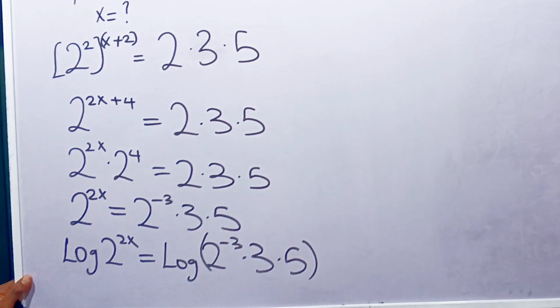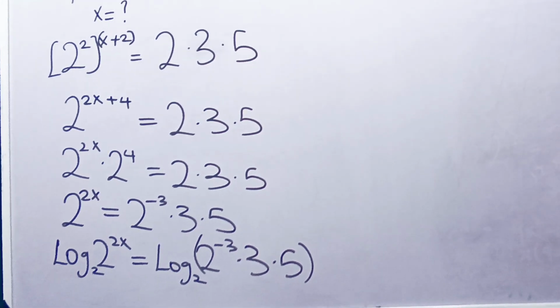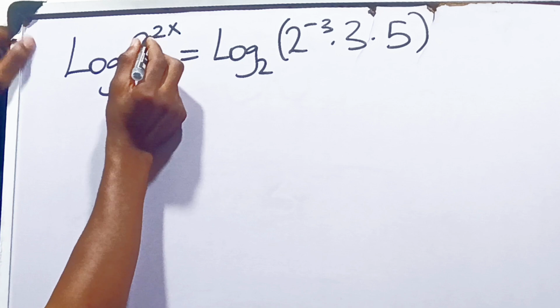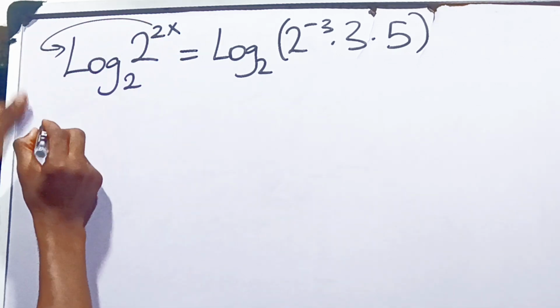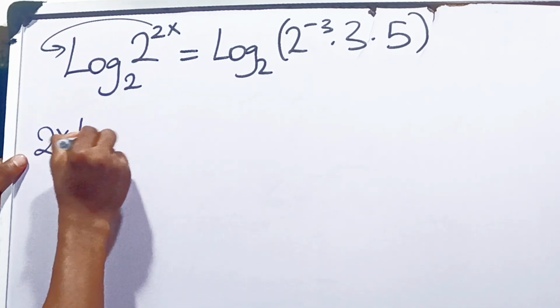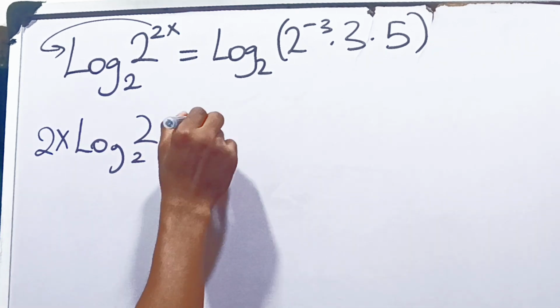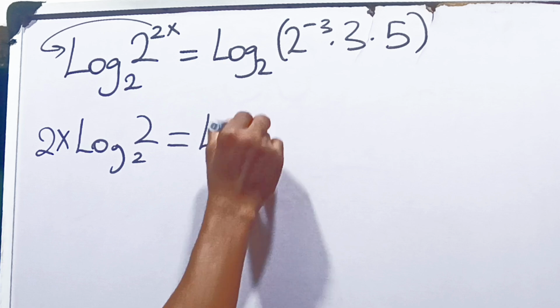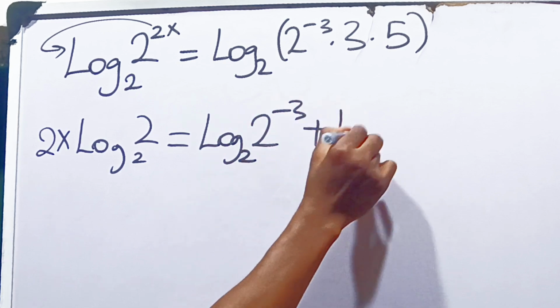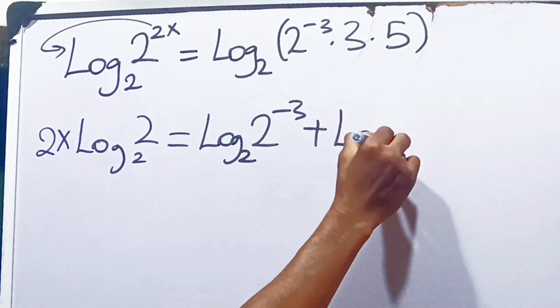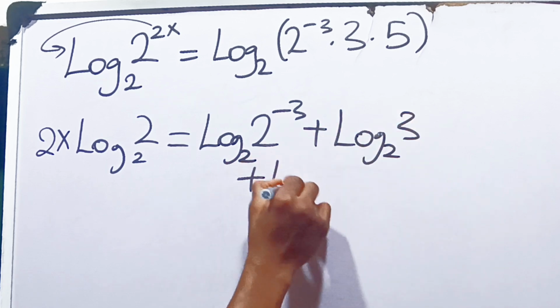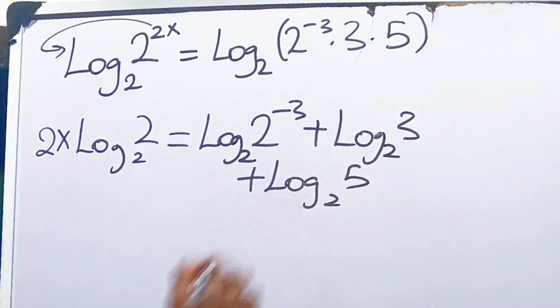Okay, now when you have this, you take the logarithm in the base of the number carrying x. The number carrying x here is 2. You take the logarithm to base 2 of both sides. When you have the logarithm of a number raised to a power, you multiply the power with the log. So we have 2x multiplied by logarithm of 2 to base 2, equal to, on the other side, split up and put plus, logarithm to base 2 of 2 raised to the power negative 3 plus logarithm to base 2 of 3 plus logarithm to base 2 of 5.